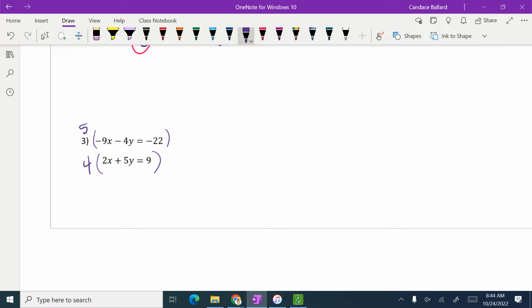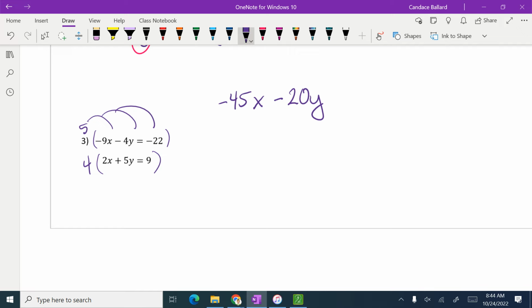My signs are already opposite. If the signs are the same, I might need to multiply by a negative. Okay, and that happens sometimes. Okay, I'm going to distribute this in across all three things. All right, so let's see. 5 times negative 9 is what? Negative 45x. And then 5 times negative 4 is? Negative 20y. 5 times 22.